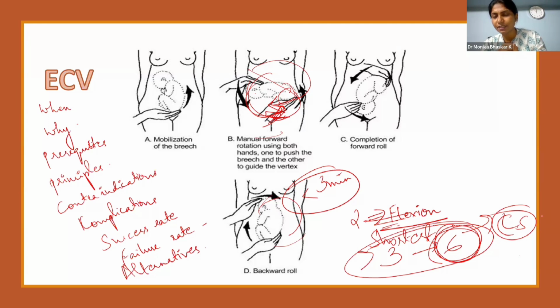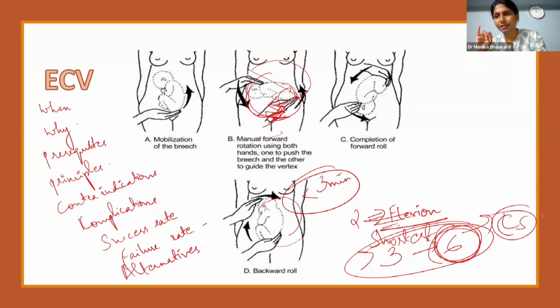And after the ECV, again do an ultrasound to confirm that your ECV is successful. You can maximum try for 4 attempts in a period of 10 minutes. And if it goes beyond, stop the procedure and try after 1 week. And after ECV also, do a strip of NST for 20 minutes to see the FHR is reassuring.